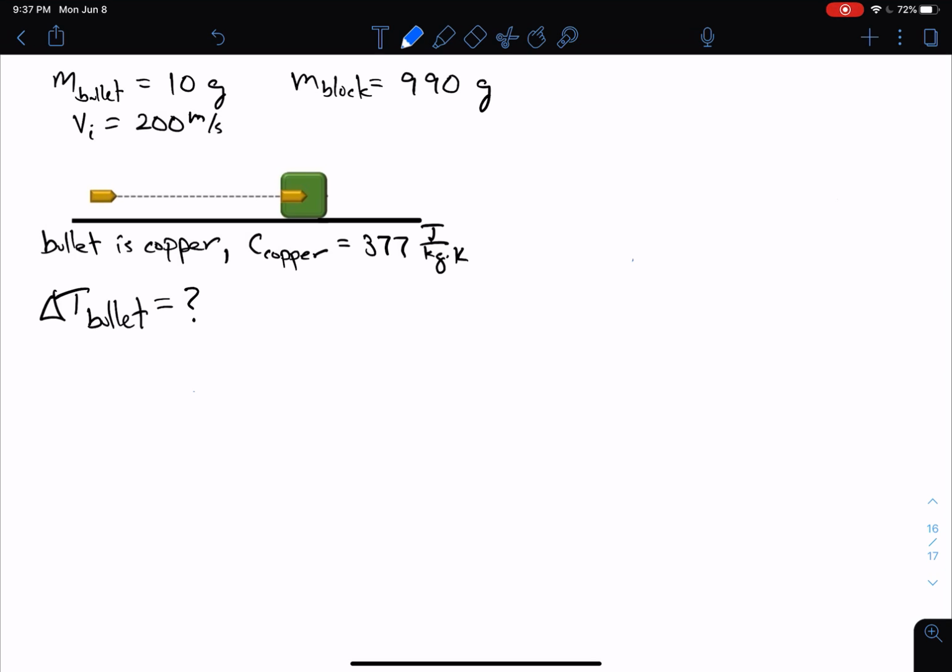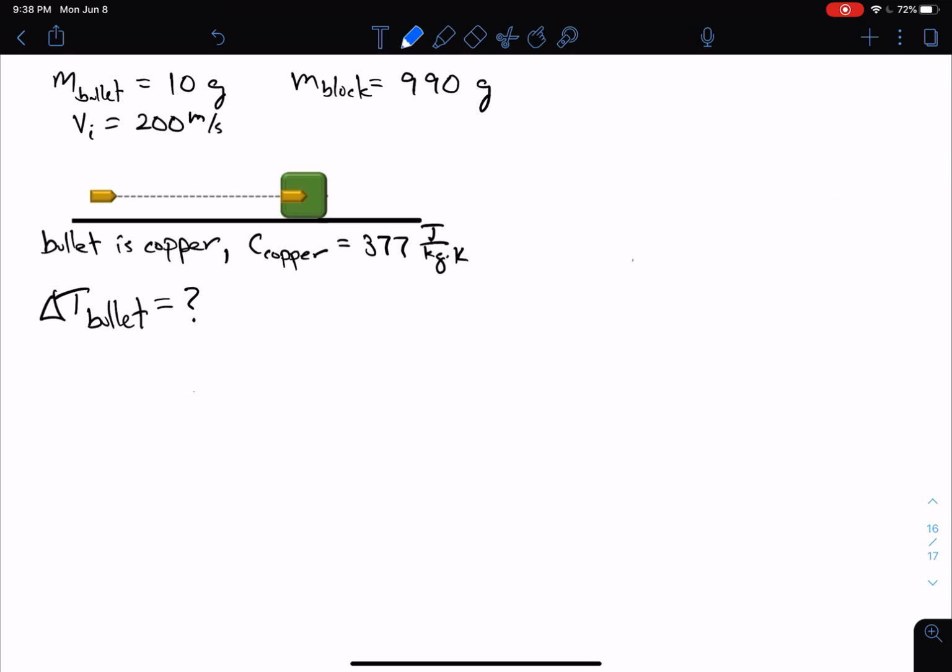I want to look at a problem that we've seen many times before. This is a bullet being fired into a block and becoming embedded in the block. We've seen this problem before, and we've even analyzed it to figure out the thermal energy generated. But now I want to take it a step further, and we're going to assume all that thermal energy goes into heating up the bullet, and I want to find out how much the bullet's temperature changes.